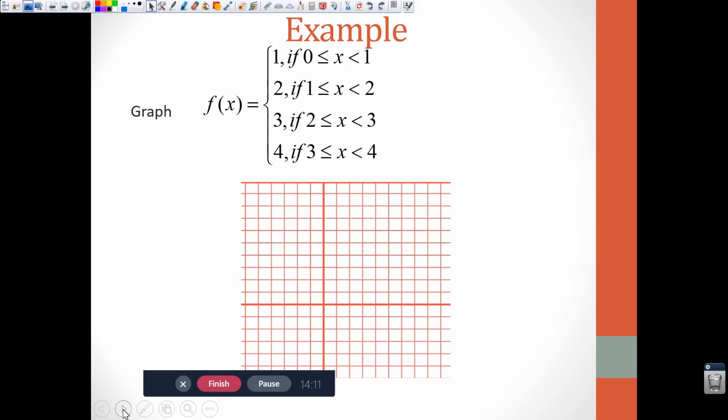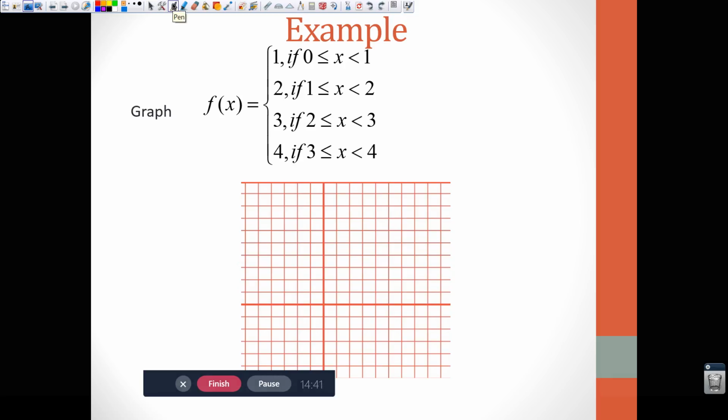So if f of x equals 1, our x is between 0 and 1. If f of x equals 2, our x is between 1 and 2. And if f of x equals 3, our x is between 2 and 3. And again, if f of x equals 4, our x is between 3 and 4.